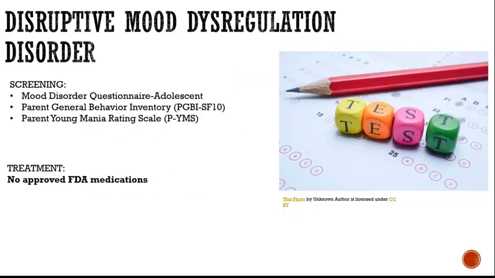And some of the screening tools you can use would be the Mood Disorder Questionnaire for adolescents. You can use the Parent General Behavior Inventory. You can also use the Parent Young Mania Rating Scale. And there are no FDA-approved medications for disruptive mood dysregulation disorder.